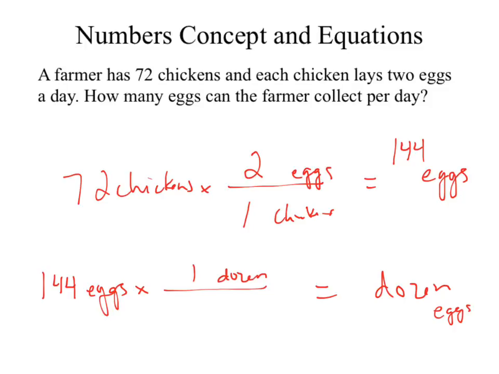1 dozen equals 12 eggs. You now tell him that he has 12 dozen eggs. He's perfectly happy. Okay. When we talk about moles, guess what a mole is? A dozen. It's the equivalent of a dozen. It's just a way to count the number of something.